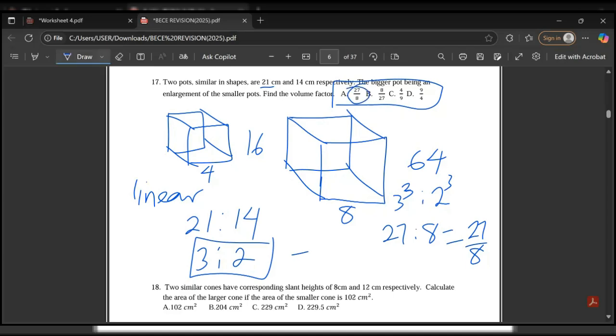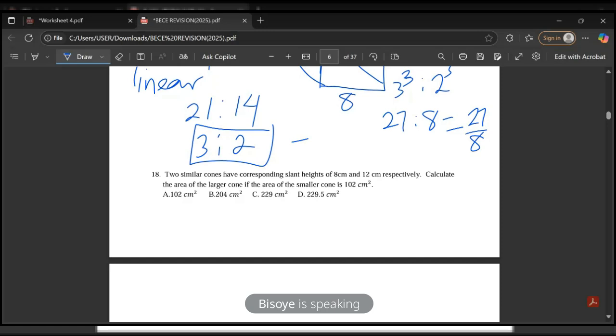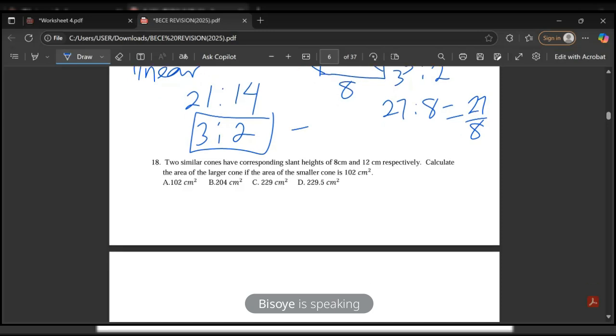So that is under similar shapes. That is what is referred to as the volume factor. We move to question 18. This is also similar.